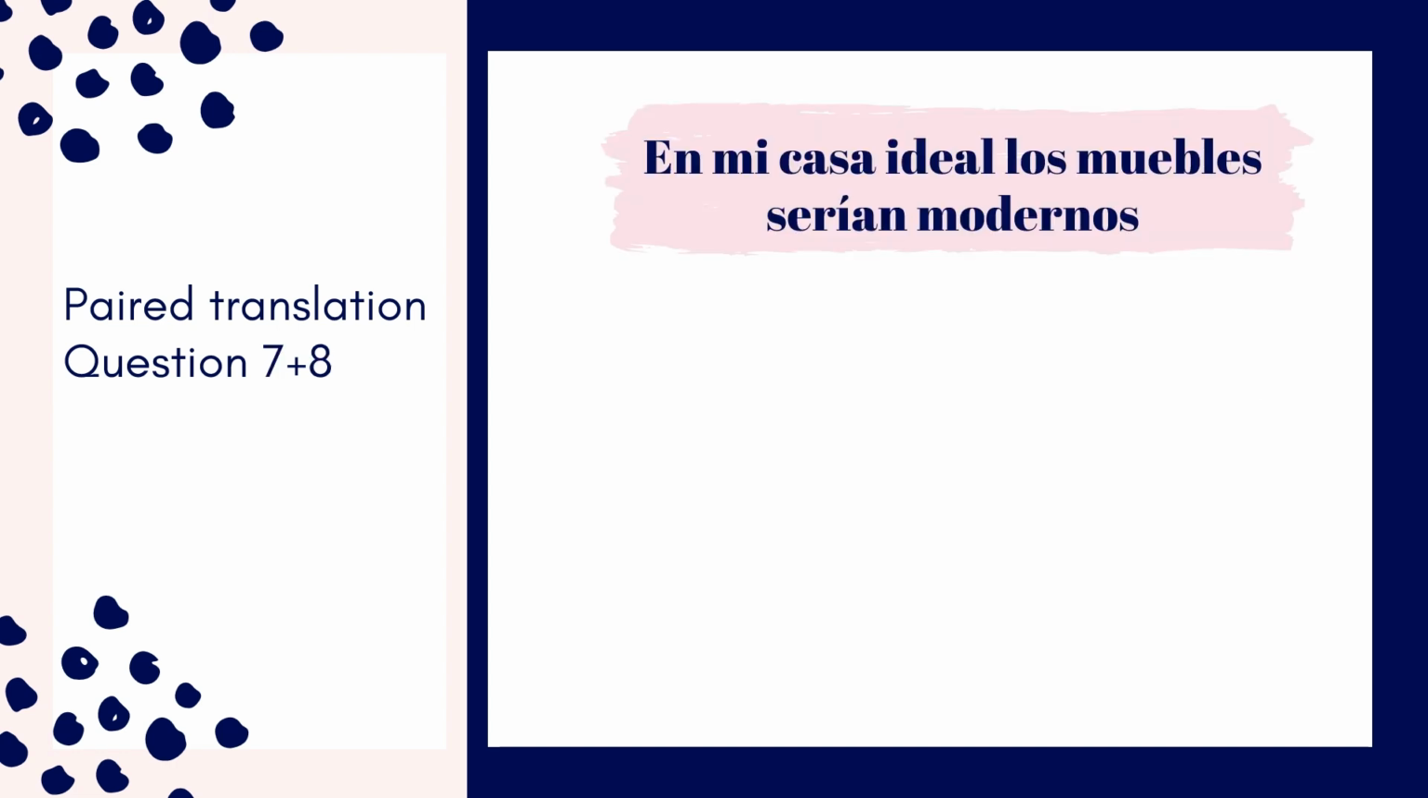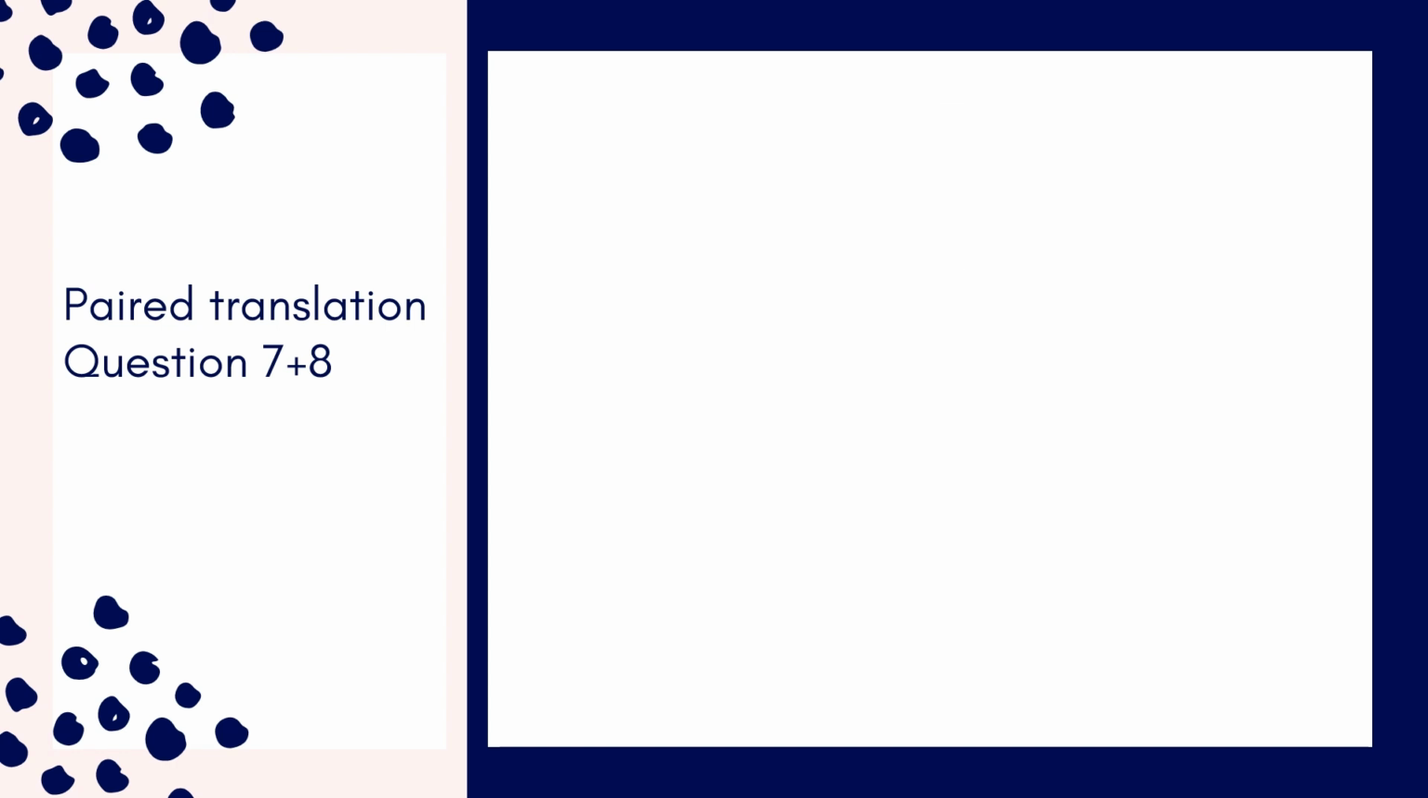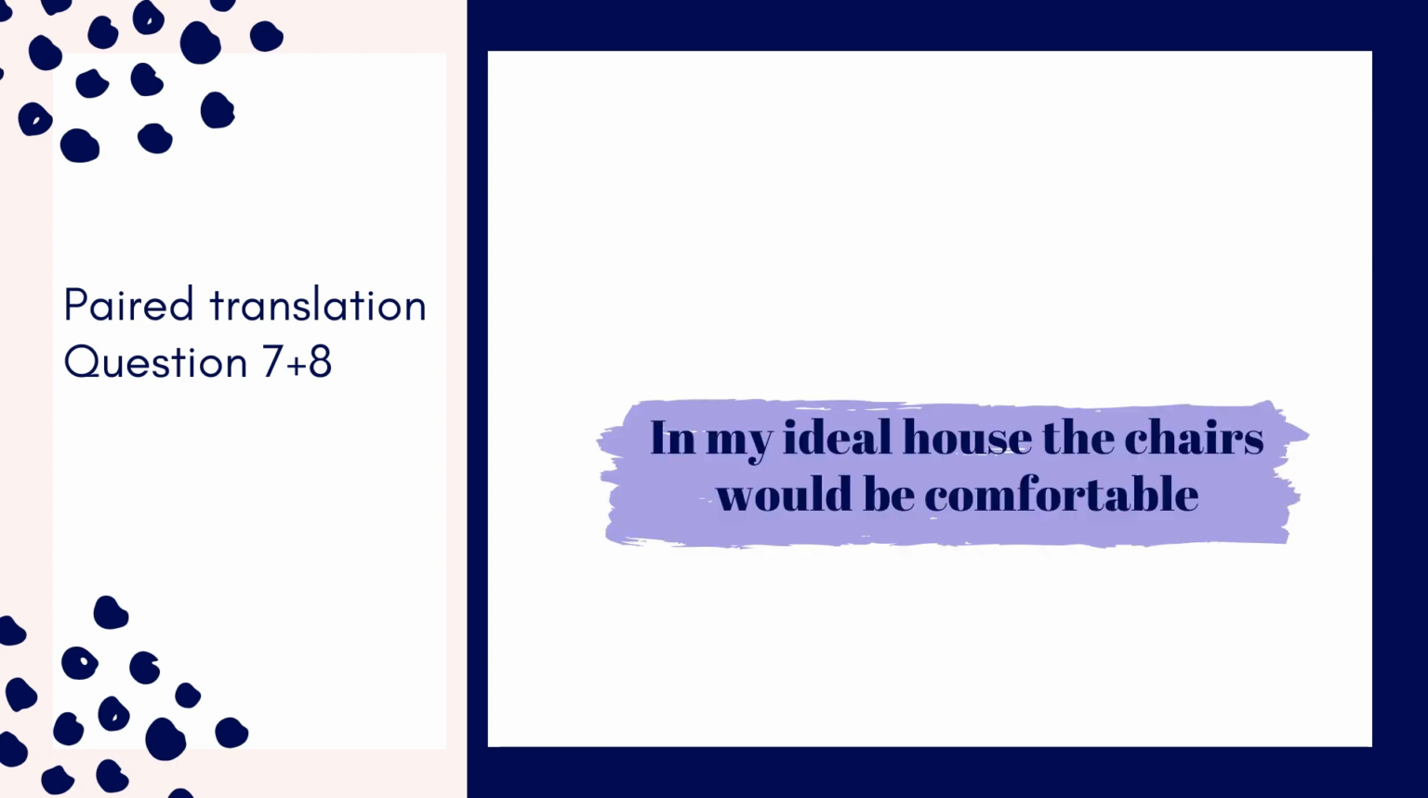Okay, 7. En mi casa ideal, los muebles serían modernos. In my ideal house, the furniture would be modern. So here, serían, so we've got the RIA, but we add an N on the end because it's los muebles, so it's plural. And in Spanish, a verb that is conjugated for a third person plural subject will always end in N. Regardless of the tense, the last letter will always be an N. So if you see a verb that ends in N, then you know it's conjugated for they. In my ideal house, the chairs would be comfortable.